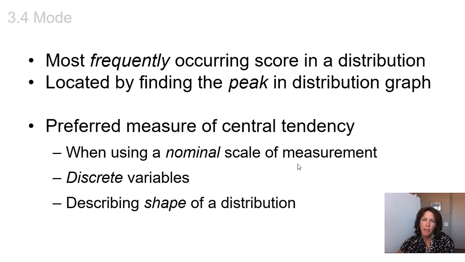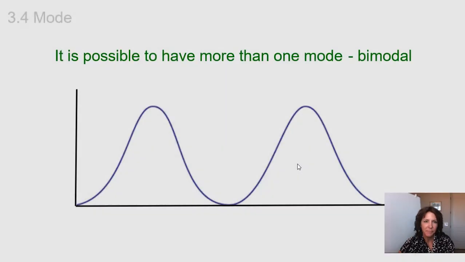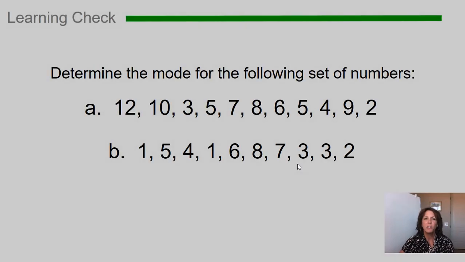And we use the mode sometimes when we're describing the shape of a distribution. If we talk about where most of the scores are, then we can kind of visualize what that distribution might look like. So just a note that it is possible to have more than one mode. This is a bimodal distribution, 2 modes. All right, let's try to determine the mode for the following set of numbers. So find the mode for A and then find the mode for B.